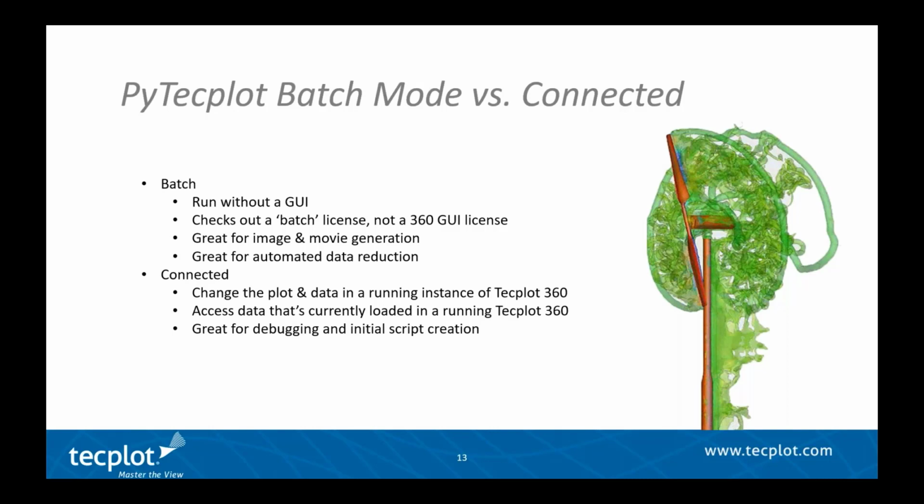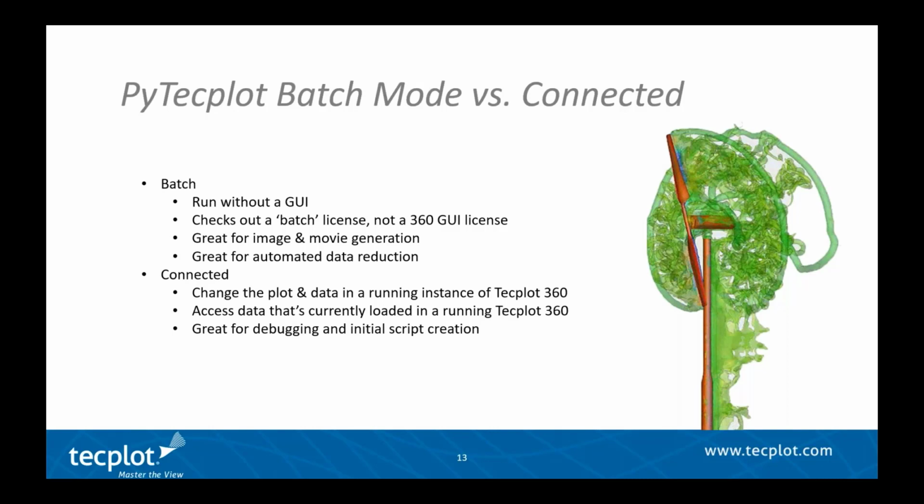So batch mode runs exclusively without a GUI. So this is great if you're running on Linux machines or Windows machines or running on an HPC. You can run completely without a GUI. And one of the really interesting things here is this will check out what we call a batch license instead of a Tecplot 360 GUI license.